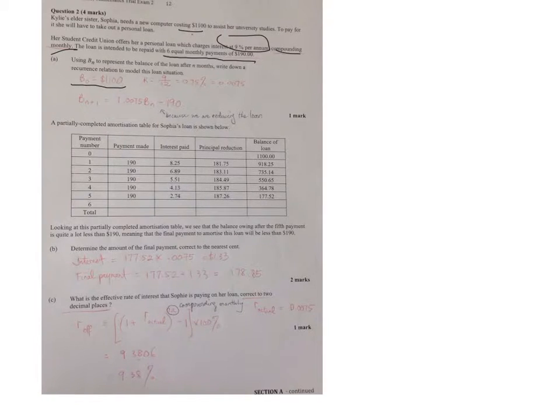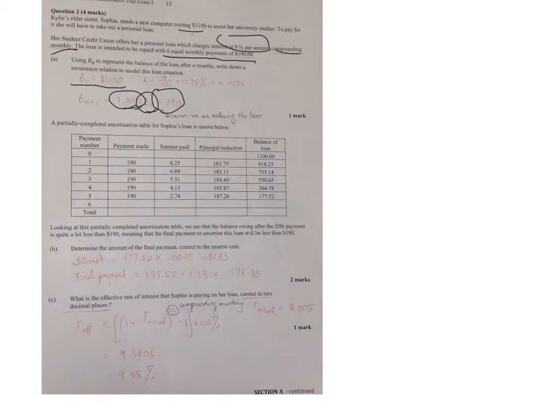You know that every month, every payment cycle is paying off $190. So you're paying off the loan, so it's minus 190, okay? And Bn plus 1 is equals to the interest rate, something to do with the interest rate here, times Bn, the previous amount, okay? And then take away 190.